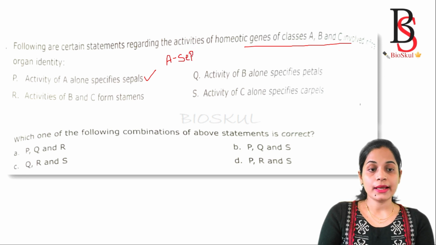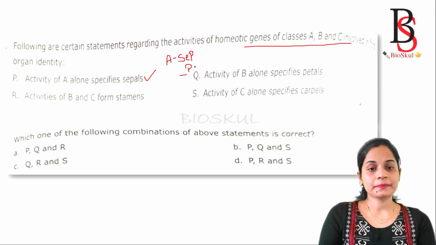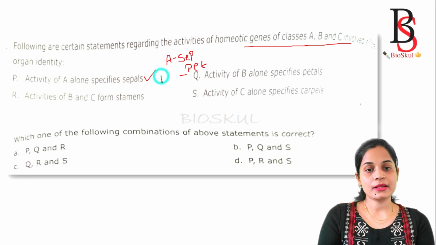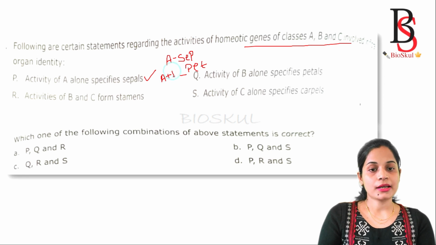Activity of B alone specify the petals. No, because the petals are expressed by A plus B. It is expressed by the gene A as well as by the activity of B. So the option Q is wrong.